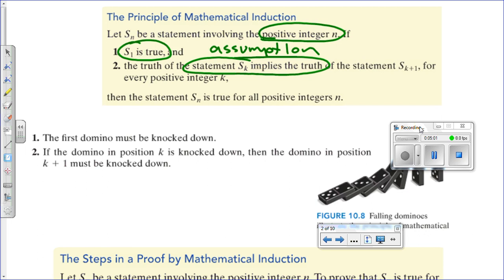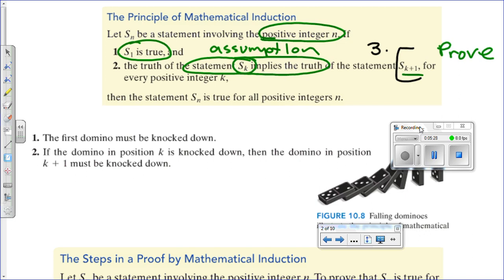And after that, what we're going to do is prove, and this is what I like to call step 3. I know the book just has 2 steps, but I would like to call this step 3, okay? And so that will be to prove that the statement is true for s sub k plus 1. So the one that is right after this one.